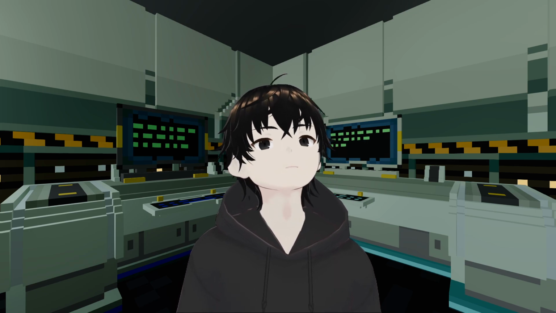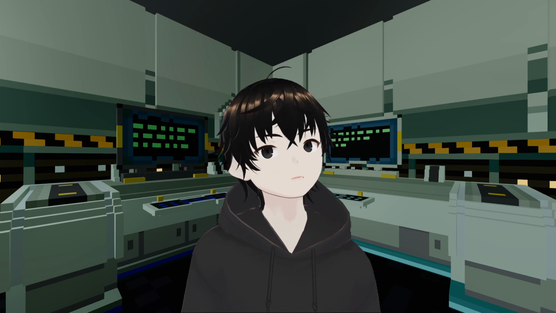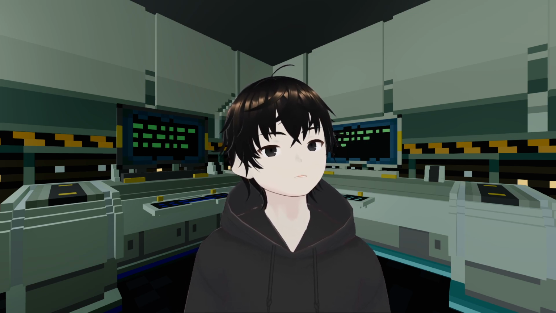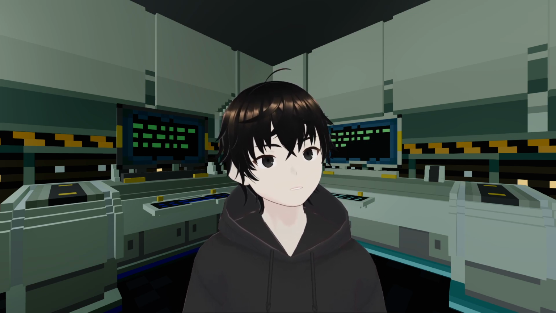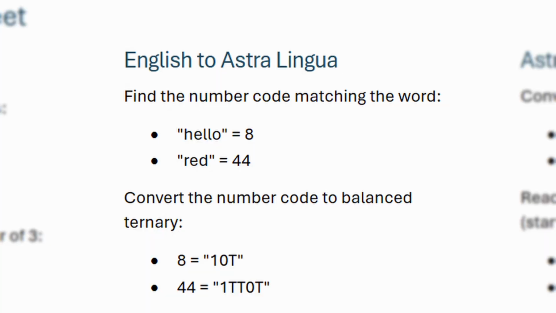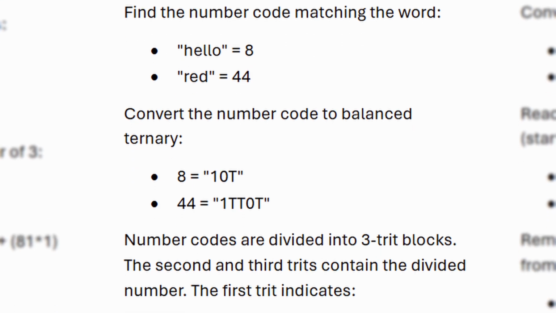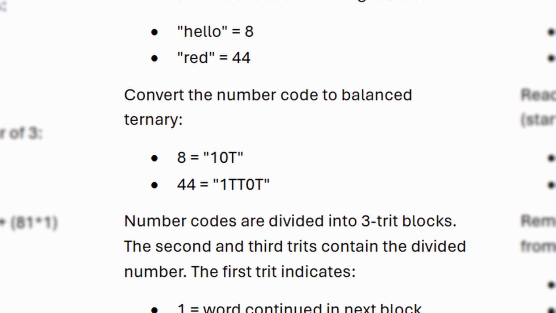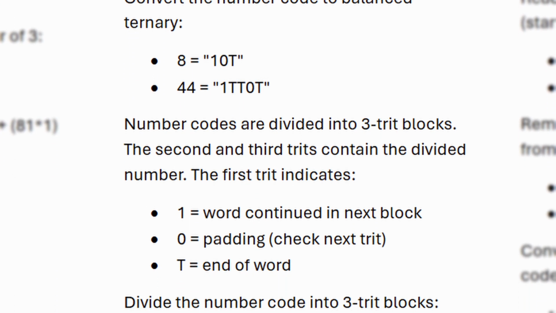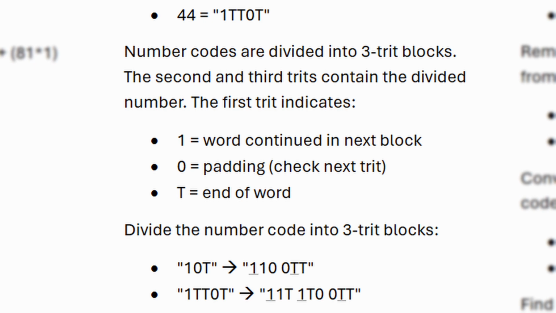Now that we have our number digits, we need a way to speak them without an extra separator. So the solution I devised is a 3-step process. Firstly, you find a number matching the word you want to speak. So hello is 8. Then you convert the number to balanced ternary. Now comes the magic. We separate the number into 3-digit blocks, where the first digit indicates whether the block finishes a number.